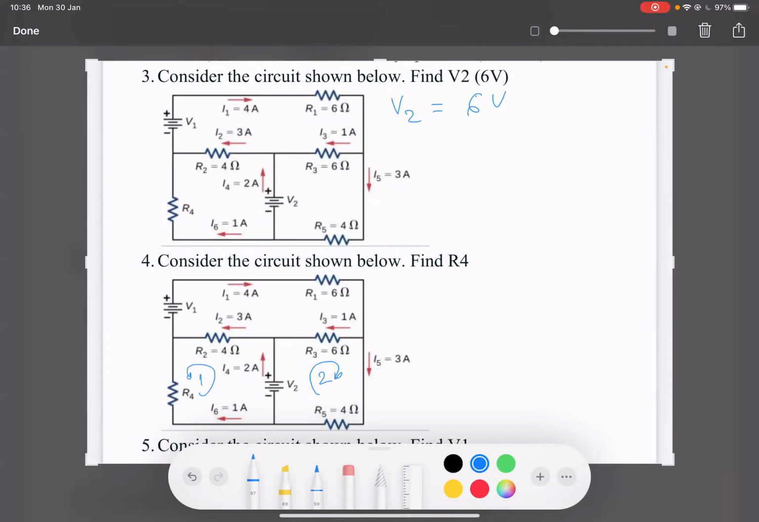Can you tell me? It was V2, right? Minus 3 multiplied by 4 gives you 12, and then plus R4 is equal to 0. Since we got 6 volts for V2, we can write 6 minus 12 plus R4 is equal to 0. That means minus 6 plus R4 is equal to 0, so R4 becomes 6, correct? Is that clear now?